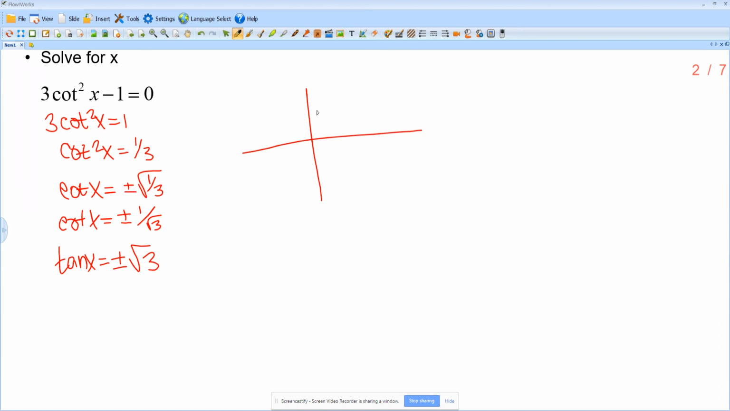Positive and negative square root 3. So positive and negative square root 3 is going to happen in 4 locations. Here, here, here, and here.